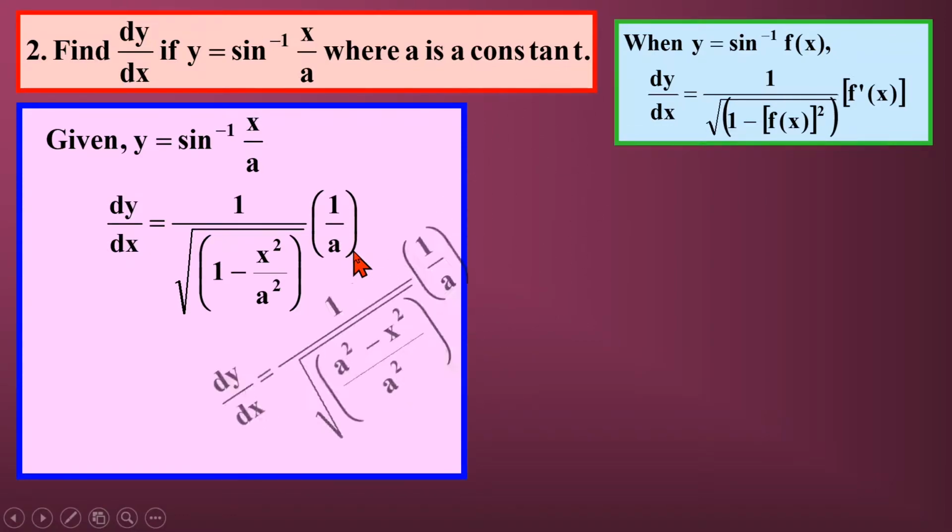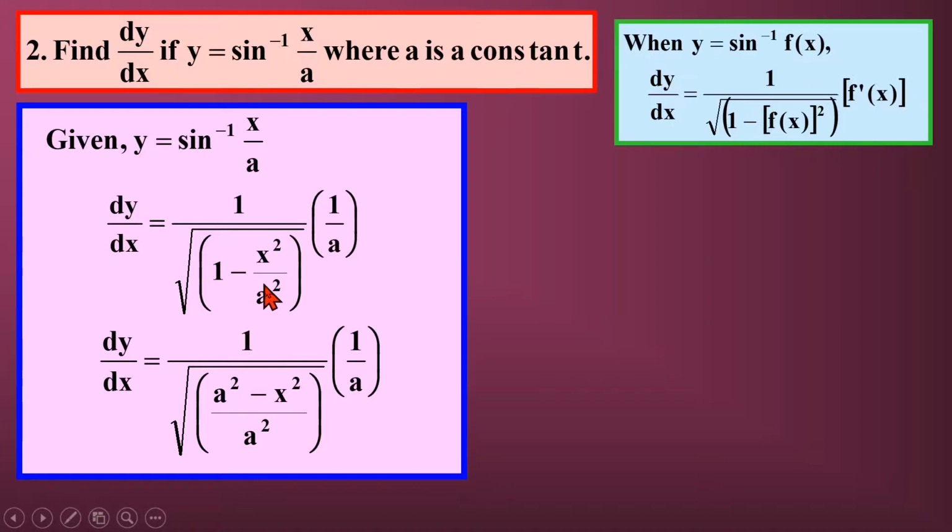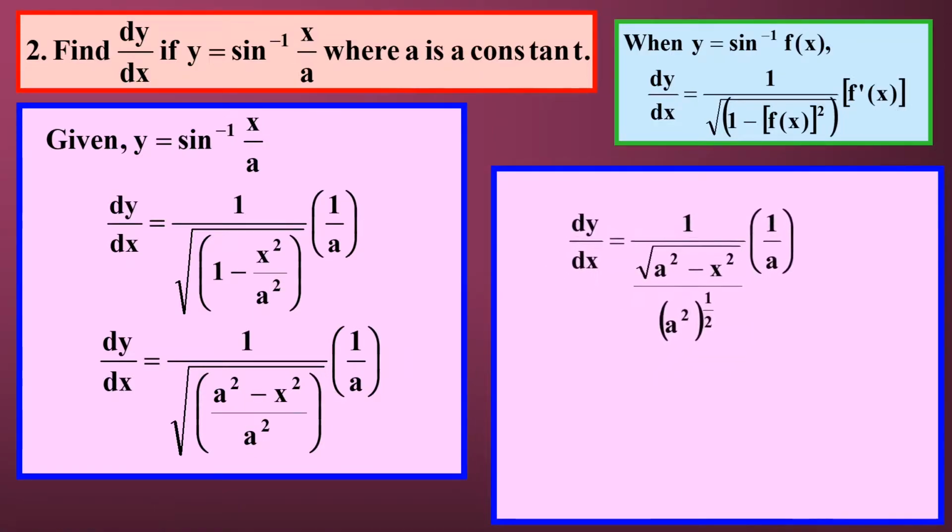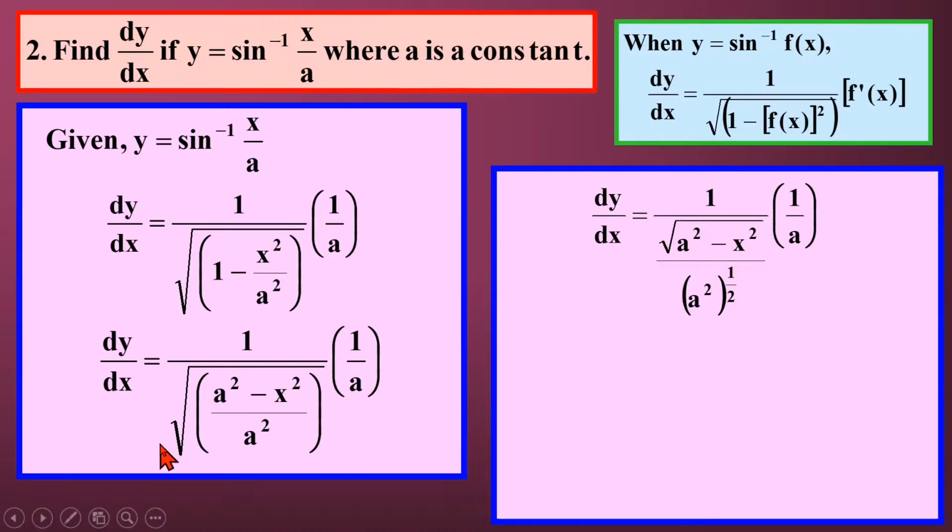It's time to simplify. So before I do anything, I need to combine this part. So I take a squared multiplied by 1. So I will get a squared minus x squared. So here is x squared over the whole thing a squared. So a squared. Next, I need to simplify this square root. So the only part that I can clear away is a squared. So I will put a squared to the power of 1 over 2.